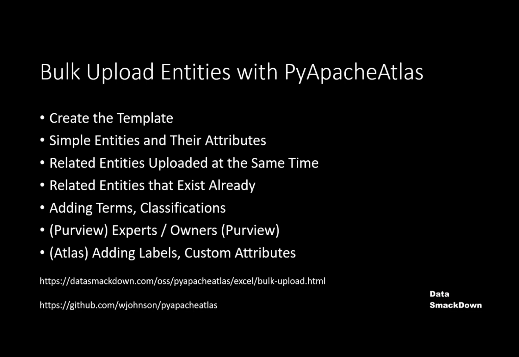In this session, we're going to cover a wide array of things that we can do inside of Excel and using the PyApacheAtlas package. First, we're going to create an Excel template. And then inside that Excel template, we are going to create some basic entities and add on some of the default attributes. Next, we're going to examine how we can make connections between different data sets and different assets. And then we're also going to add on even more advanced features like adding terms and classifications, even experts and owners. And then for the Apache Atlas group, we'll also cover labels, not security labels for Purview, but labels inside of Apache Atlas, as well as custom attributes.